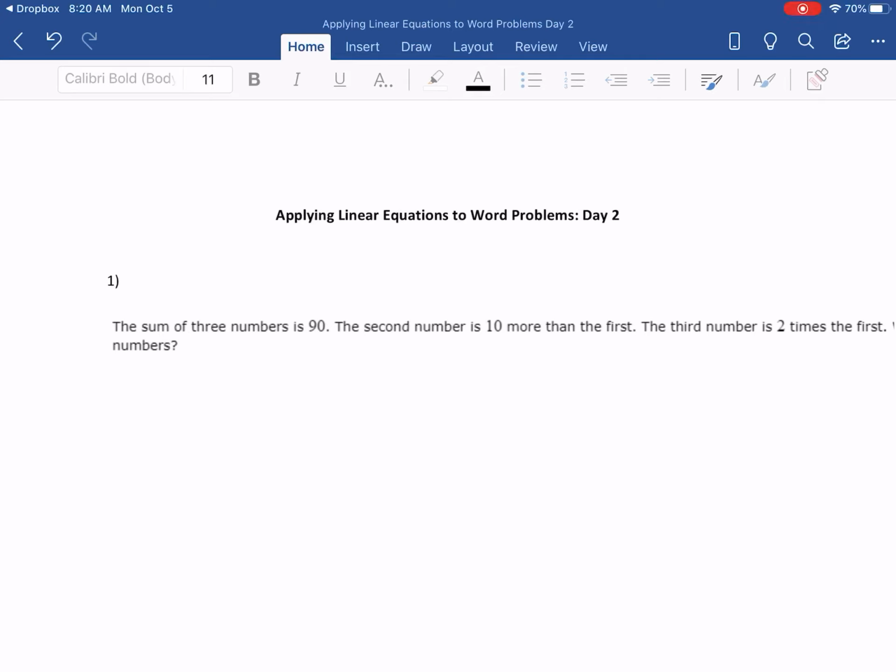So in this lesson, we're going to continue applying linear equations to word problems. We're going to get into ones that are a little more involved than in the first day. Okay, let's take a look.